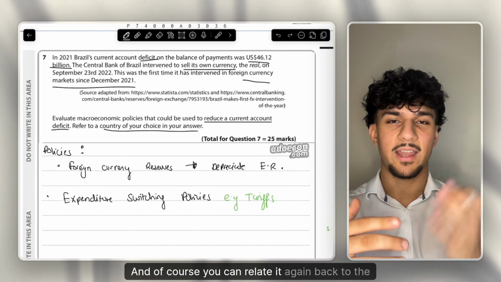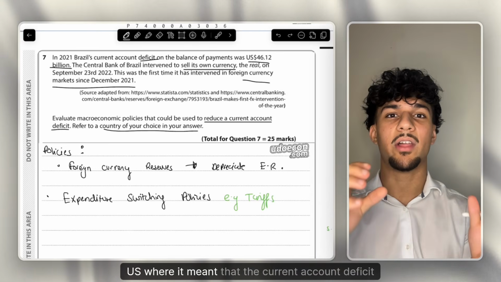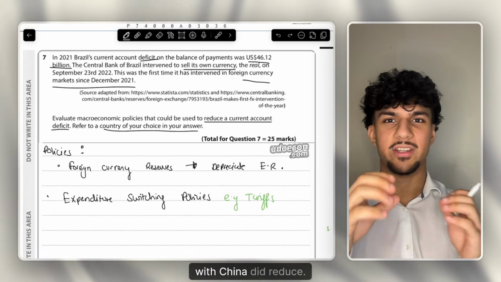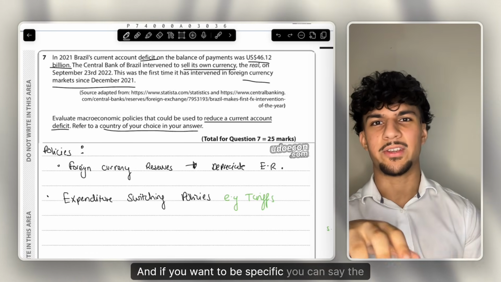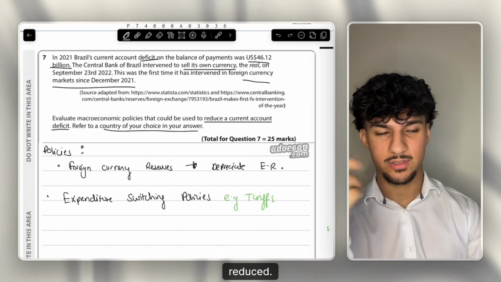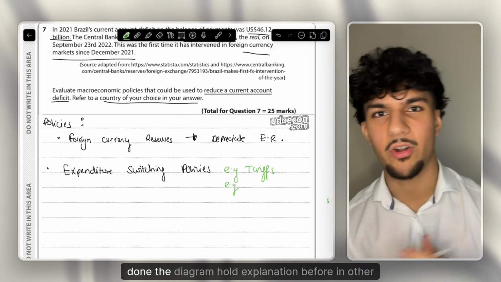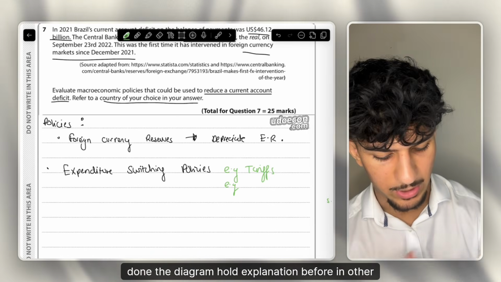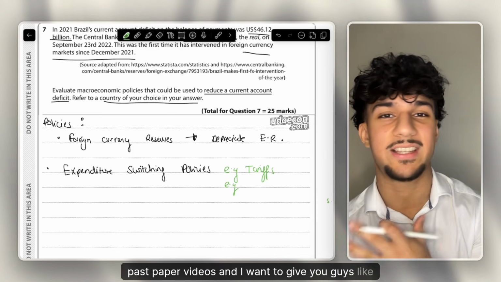And of course you can relate it again back to the US, where it meant that the current account deficit with China did reduce. And if you want to be specific, you can say the bilateral deficit between US and China was reduced. But like I said, I've done the tariff trade analysis, the diagram, and the whole explanation before in other past paper videos, and I want to give you guys diversity.